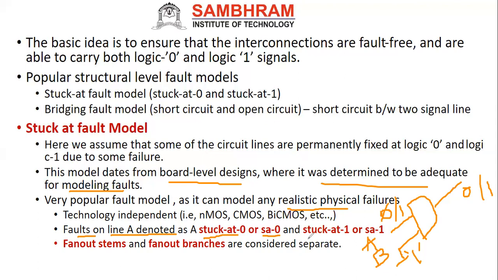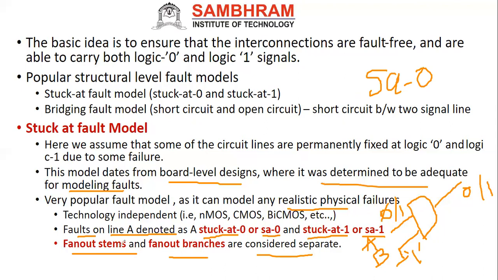And sometimes if you want to make stuck at 1 or SA1, we'll represent it like this only. So they will write like this. SA0 means stuck at 0. SA1 means stuck at 1. Now, fan out stems and fan out branches are considered separately.